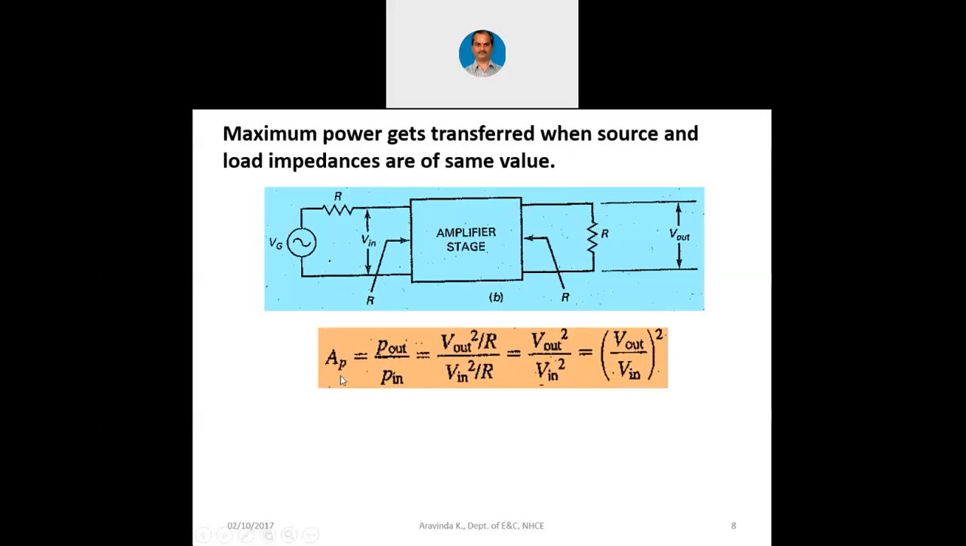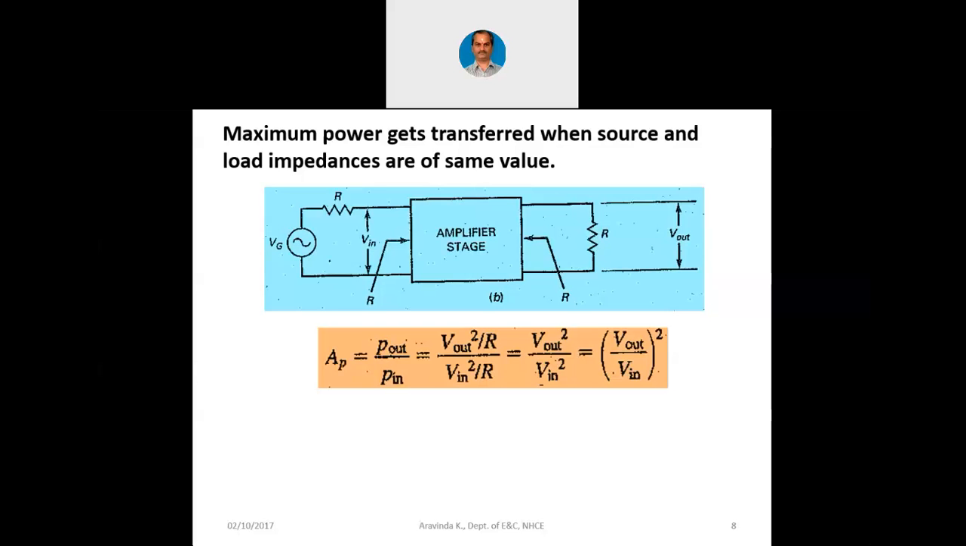Now, power gain is P out by P in. Output power is V out square by R. You already know that P equals V square by R. So, P out is V out square by R, and P in is V in square by R. R gets cancelled, leaving V out square divided by V in square. Is it V out by V in whole squared? So, we can also write power gain as V out by V in whole squared. Now you know why that 2 comes there.